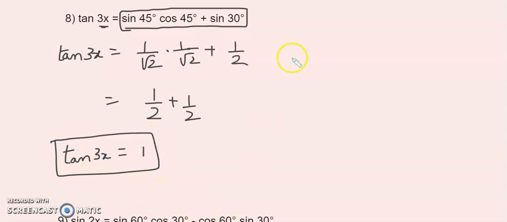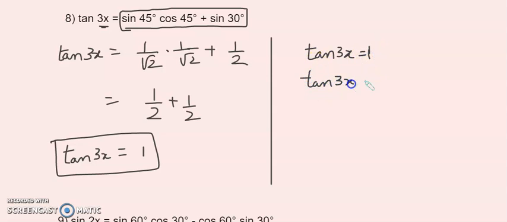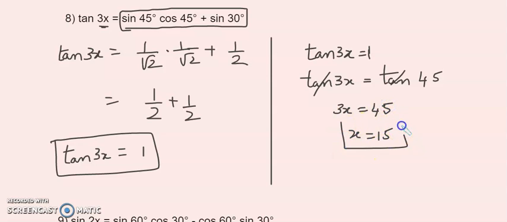Now the second step is to find the value of x, right? So which value of tan is 1? Yes, tan of 45. So tan 3x is equal to tan 45. So tan and tan go off. 3x is equal to 45. So x is equal to 15. Right? Let's take the next one.